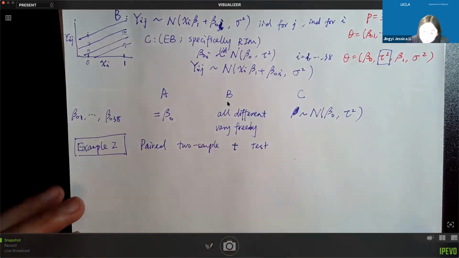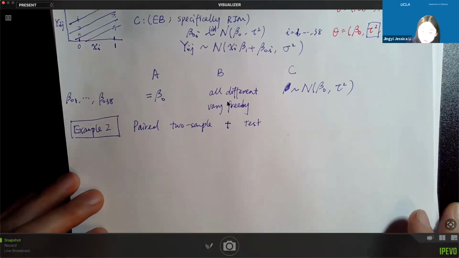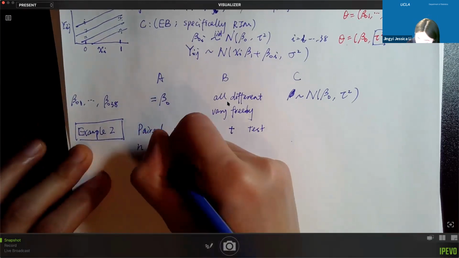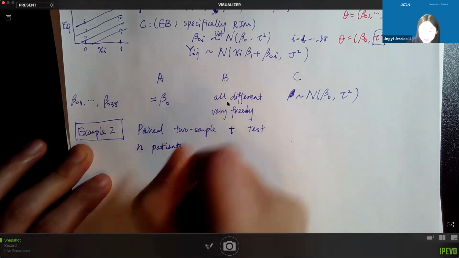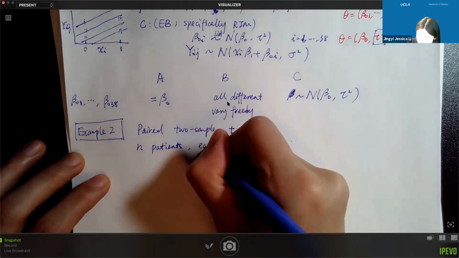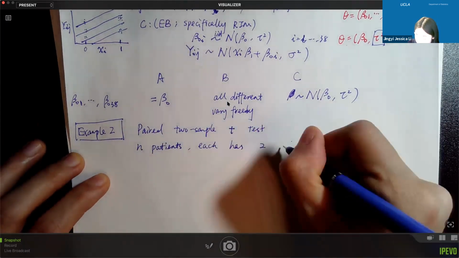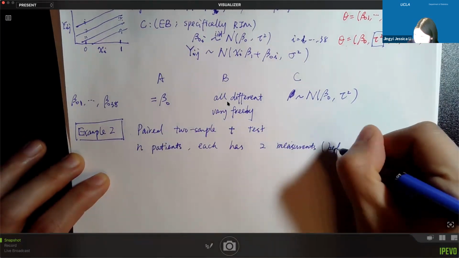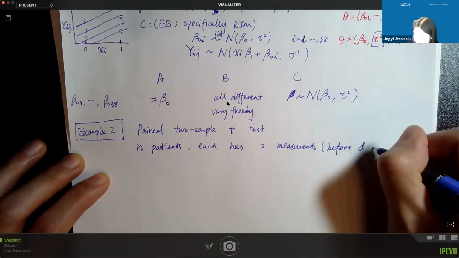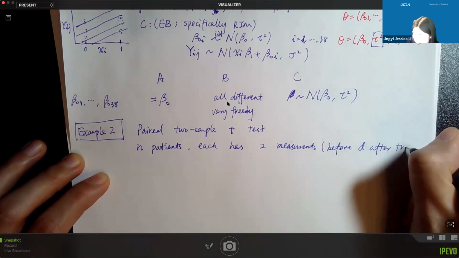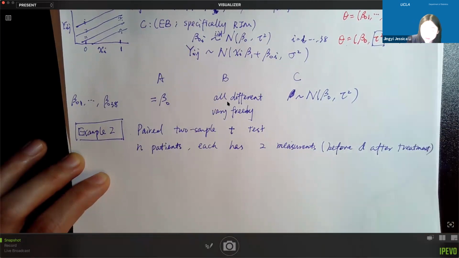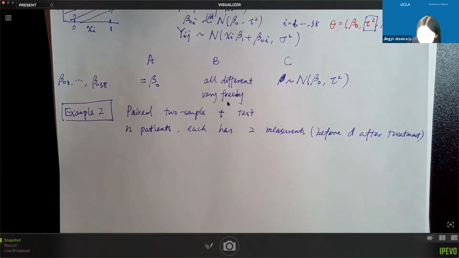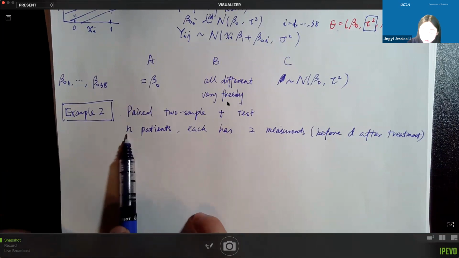What does it mean? So let's say that you have a clinical trial and you have n patients, and each has 2 measurements, before and after treatment. So in this case, you see that your data points are clearly grouped into n groups.